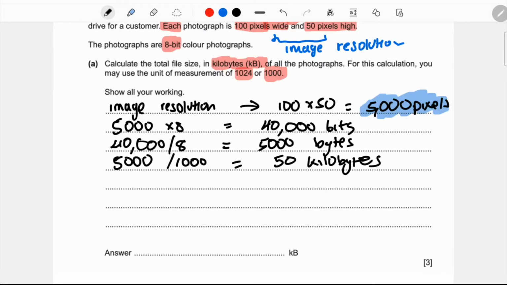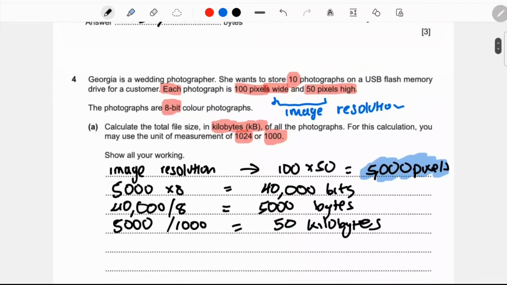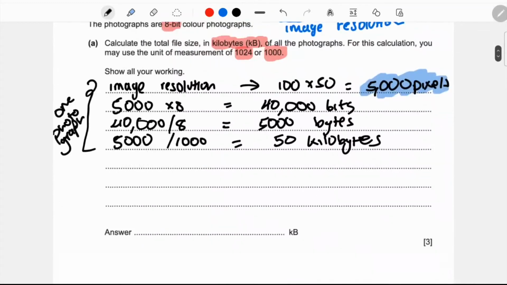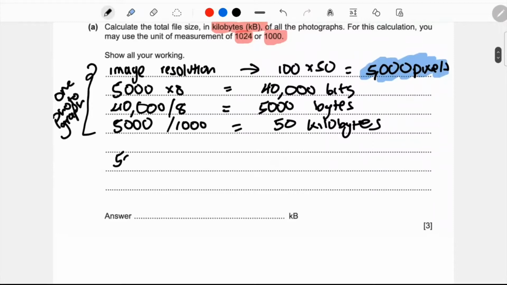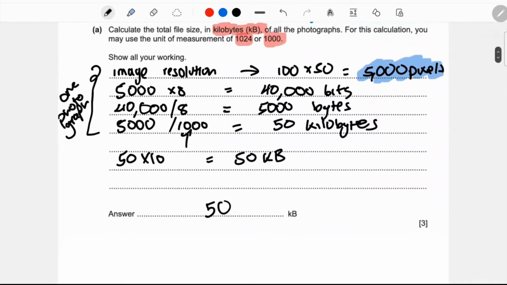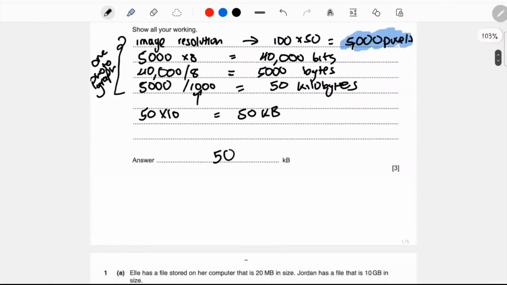Now, here's where many students will lose marks. We're not done yet. It's for 10 photographs. This was only for one photograph. Okay, so now we have to do, of course, 50 times 10 to give us 500 KB. So the answer is 500 KB. If you used 1024 here, you will get a slightly smaller number. But because we're not allowed calculators, I'll use 1000. So that is the right answer. I'm hoping you understood both of these questions. Let's move on to the next question.